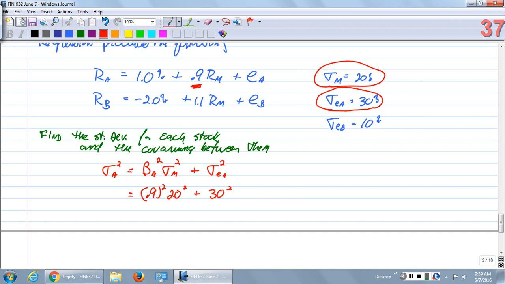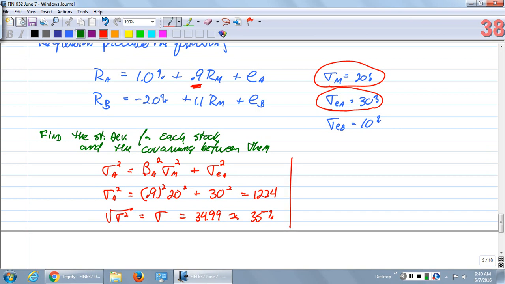So I've got 0.9, 0.9, 20 times 20, and I'm going to add that to 30 squared. This gives me 1224. So the variance is 1224. The standard deviation, the square root of the variance, is 34.99. So right at 35%. So the standard deviation of asset A is 35%.